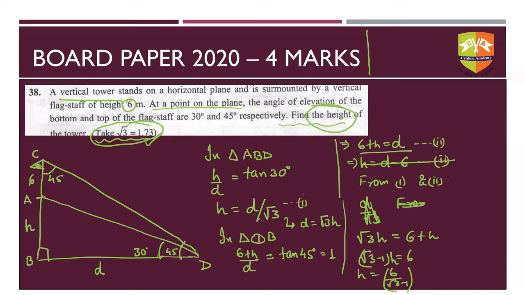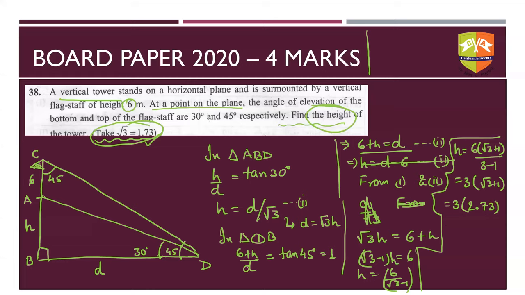Okay, but you have to solve. So let me solve here. Rationalize first. Don't try to divide at this stage. Rationalize is better. So this will be 6 into root 3 plus 1, and below it will be 3 minus 1, that is 2. So this is nothing but 3 into root 3 plus 1. Am I right? All of you got the same thing. So hence this is 3 times, and now put 1.73. So 2.73. That means this is 9.